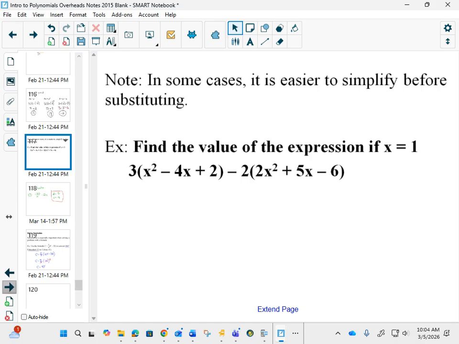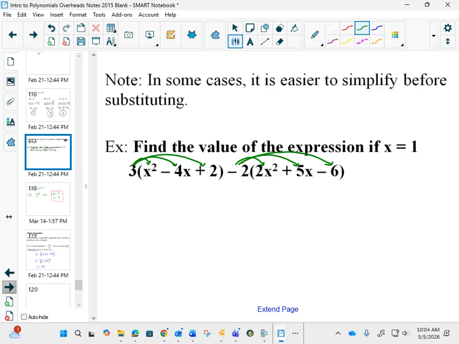This is what we did in our last class. The last quiz, we learned how to distribute. We learned how to combine like terms. Sometimes that's easier to simplify first before you substitute in. Then you have less math to do. So I'm going to do that. I know that if a number is out in front, I can distribute this. What would I get?